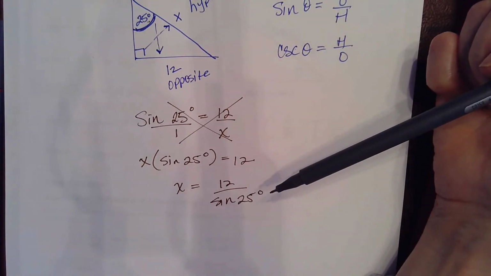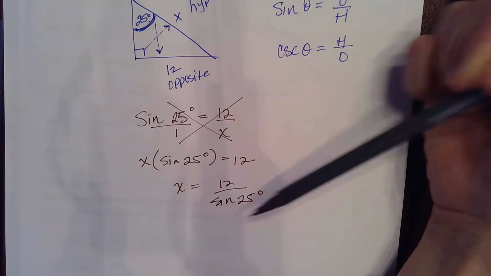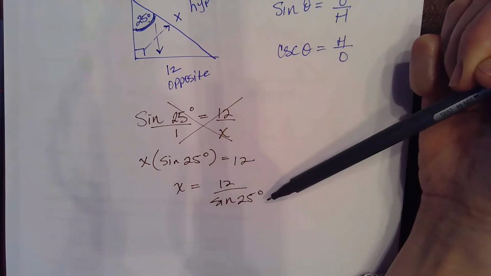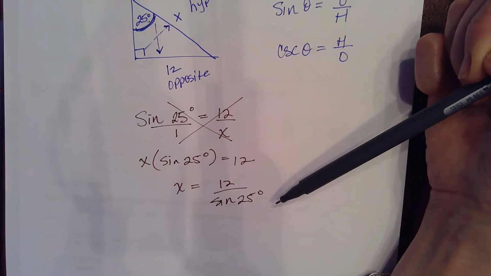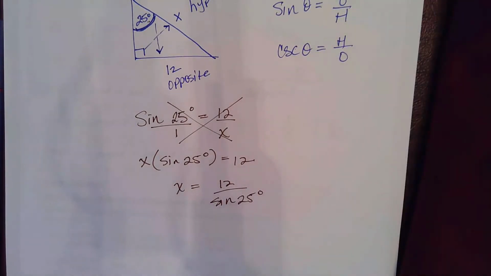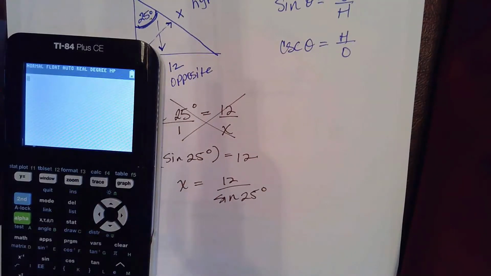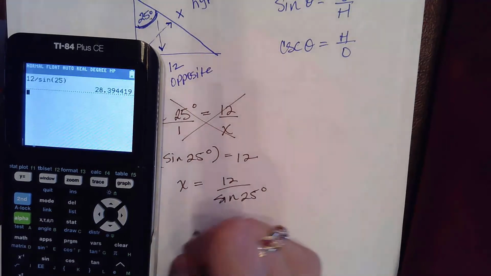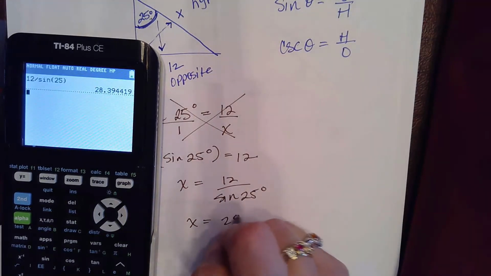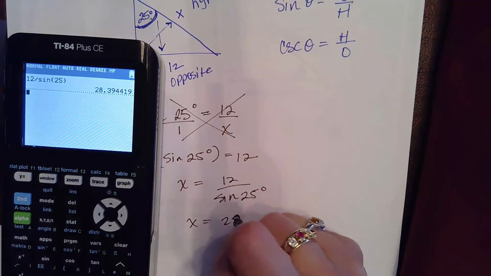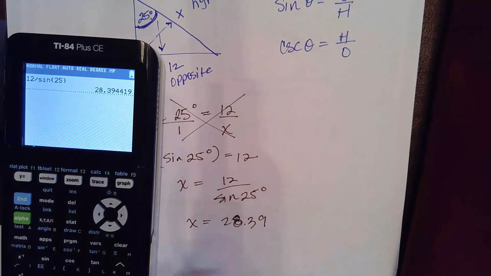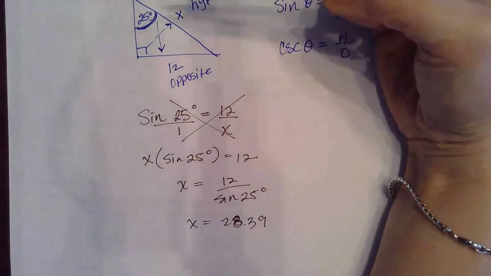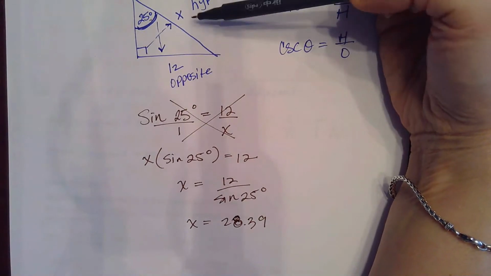And we're going to talk a lot about radians in a later video. But right now our angles are in degrees, so we want to make sure our calculator is in degree mode. And then to solve for x, you would literally just do 12 divided by sine of 25, and I get approximately, let's round to 2 decimals, 28.39. So the length of my hypotenuse here would be 28.39.